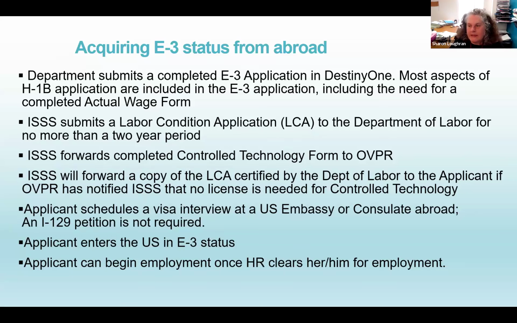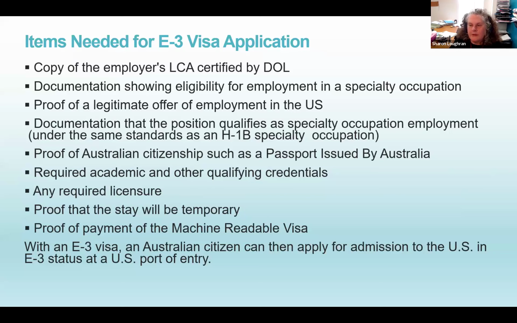The easiest way to get E3 status is to enter from abroad. They need to get an E3 visa stamp in their passport, and then they enter the United States. We still have to do an LCA for them, but we don't file anything with USCIS if they are going to apply from outside the US. Next. If we are going to file for them when they're already in the United States, then it's very similar to an H-1B petition. And we file that with immigration. They don't have to leave. Next.